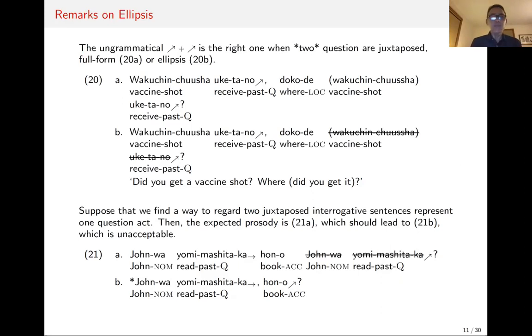Then suppose that we find a way to regard two juxtaposed interrogative sentences as representing just one question act, for some strange reason. Then the expected prosody is 20A, where the first question, jōma yomimashitaka, doesn't count as a question. If you believe that the rising intonation is associated with the question, then only the sentence-final second interrogative sentence gets the rising intonation, so you should have something like jōma yomimashitaka hongo. This is again completely unacceptable.